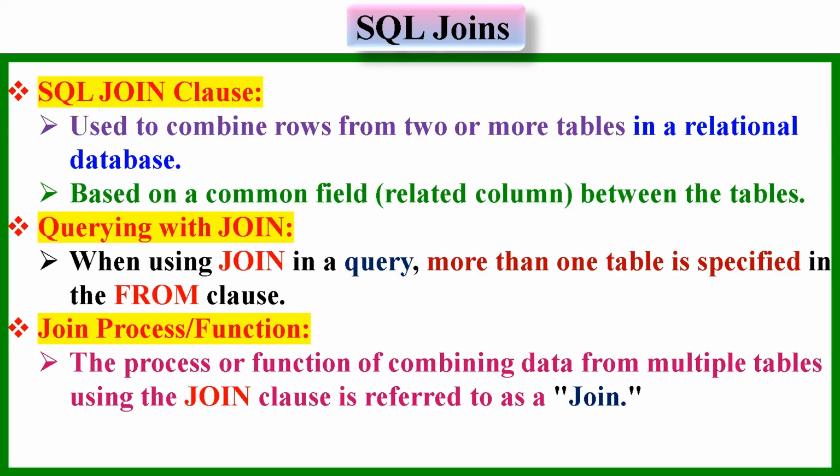How can you query with join? When using join in a query, more than one table is specified in the FROM clause. Join process or function: the process or function of combining data from multiple tables using the join clause is referred to as a join.